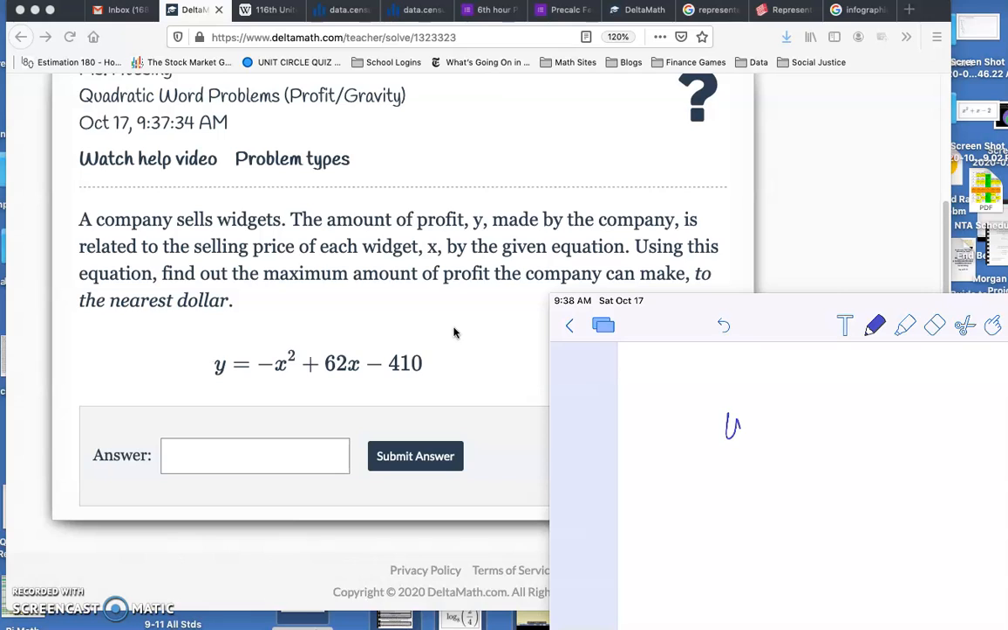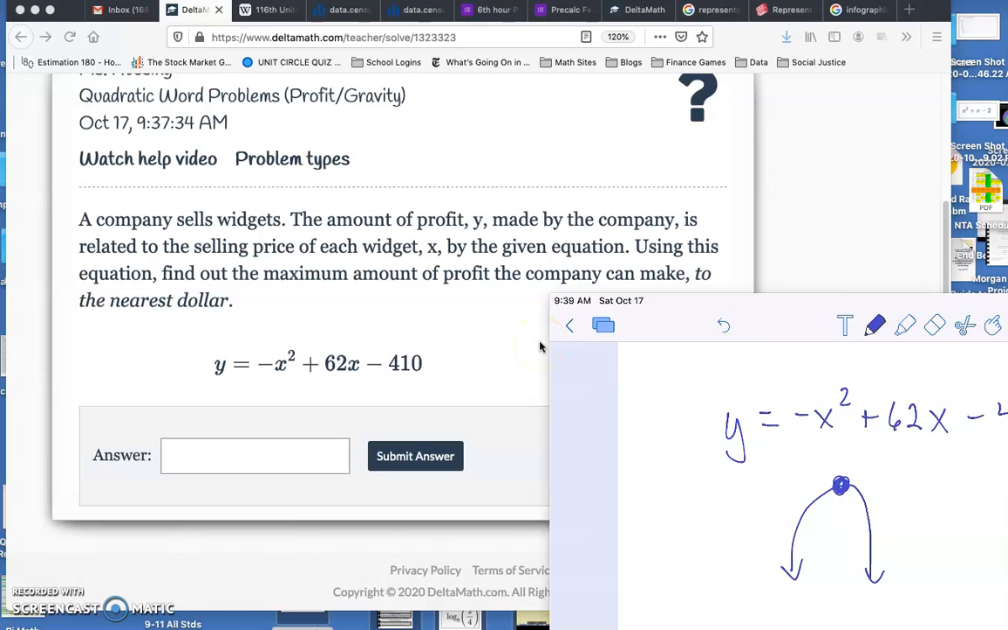So here's our equation. And now, let's think about this parabola here. It's a negative x squared, so we know it's a parabola facing down. We want to know the maximum amount of profit. Well, the maximum is going to be right up here, so we need to find our vertex.